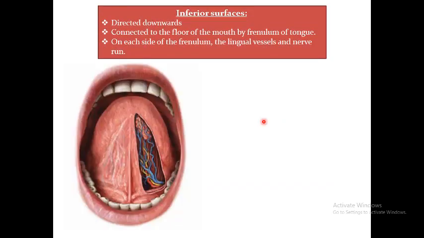About the inferior surface of the tongue, this is the inferior surface of our tongue. We already know that we have the frenulum, which connects the inferior surface to the floor of the mouth. On the side of the frenulum, if you remove the mucous membrane, you will notice some nerves and vessels. These are called the lingual nerve and lingual vessels, which lie on each side of the frenulum of the tongue.